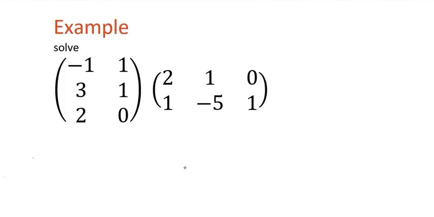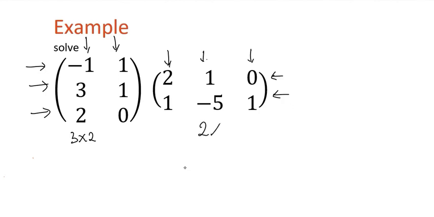Let us look at this example. Of course, this one is of order 3 by 2. 3 rows, 2 columns. This is a 3 by 2 matrix. And this one is first row, second row, first column, second column, third column. So this one becomes 2 by 3. Yes, you can multiply 3 by 2 by 2 by 3 because you know that a row multiplies a column.